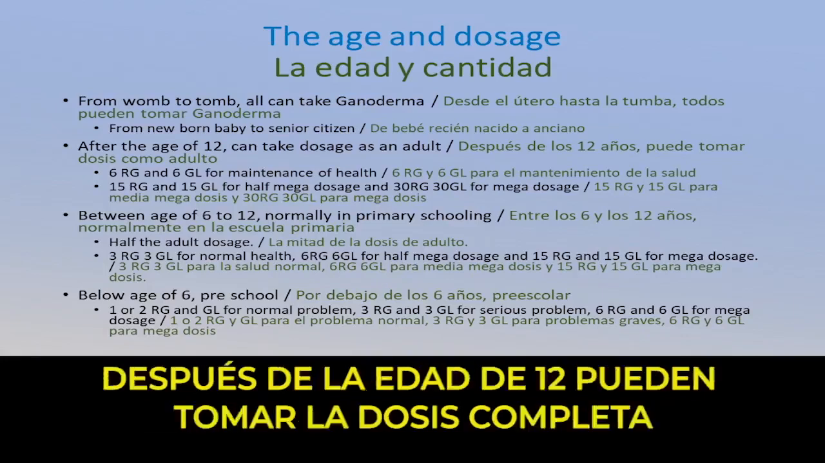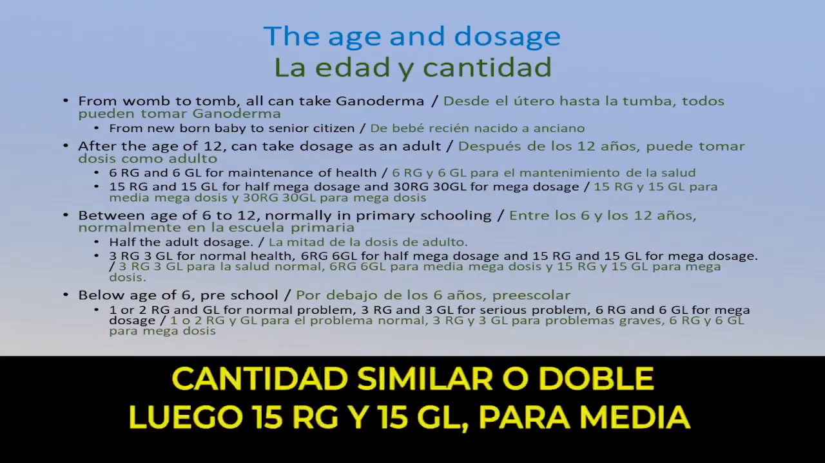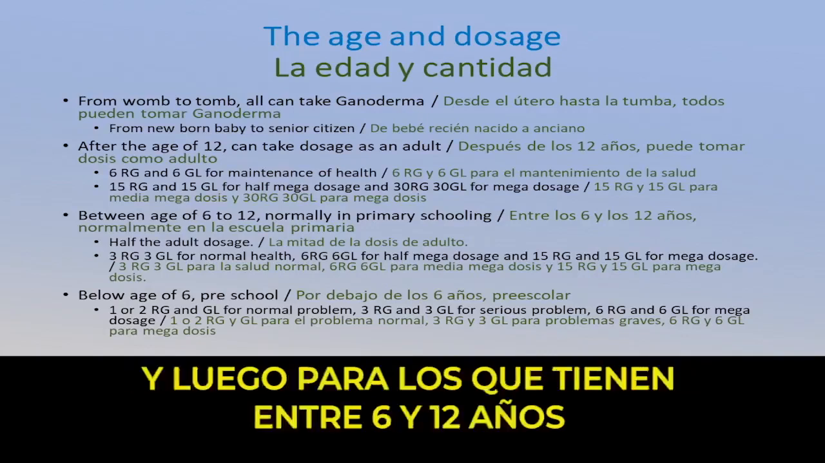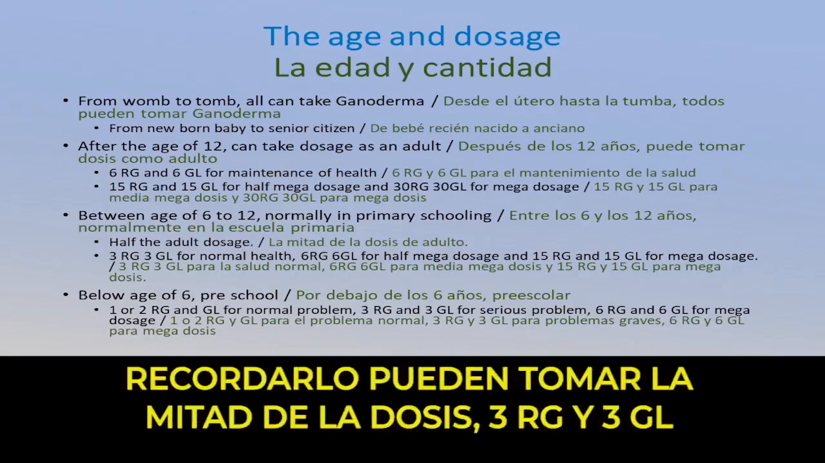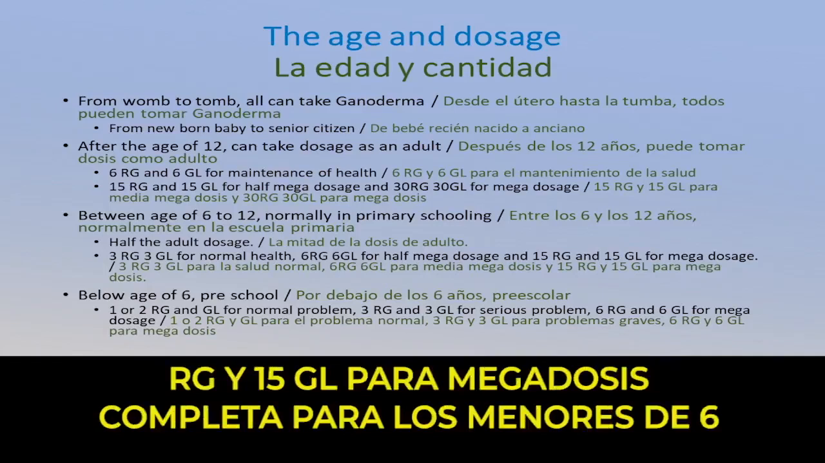For the adult, after the age of 12, can take the full dosage. For example, 6 Rg and 6 Gl for maintenance of health, with spirulina a similar amount, or double. Then 15 Rg and 15 Gl for half mega dosage, and 30 Rg and 30 Gl for mega dosage. Then those between the age of 6 and 12, normally those in primary school, easier to remember, take half the adult dosage: 3 Rg and 3 Gl for normal health, 6 Rg and 6 Gl for half mega dosage, and 15 Rg and 15 Gl for mega dosage.